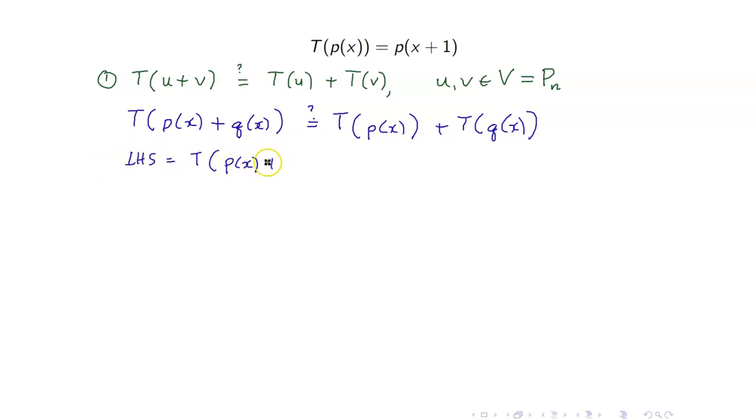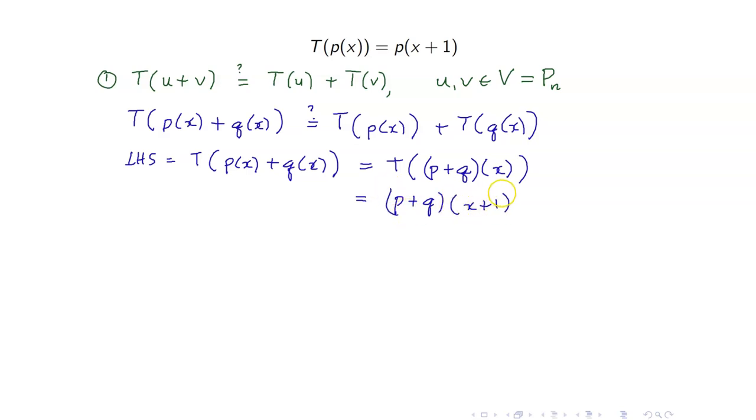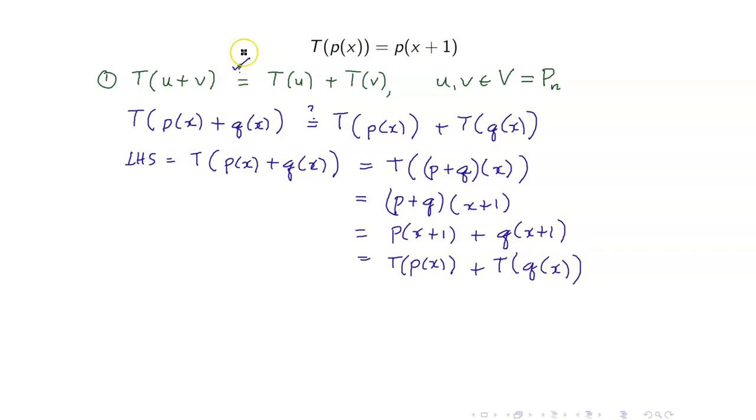T of P of x plus Q of x. P of x plus Q of x is the polynomial P plus Q of x, correct? That is the definition of the sum of two polynomials. So now, what is the image of P plus Q of x under the function T? It will just map the polynomial to P plus Q of x plus 1. But by definition, P plus Q of x plus 1 is the same as P of x plus 1 plus Q of x plus 1. And this is precisely your T of P of x plus T of Q of x. So that takes care of your first property.